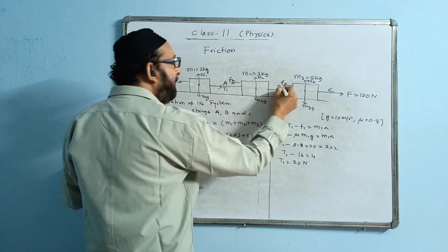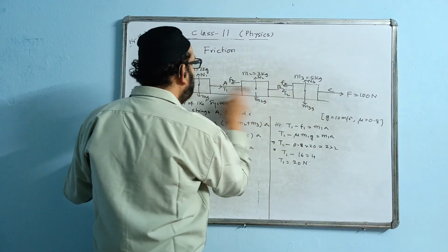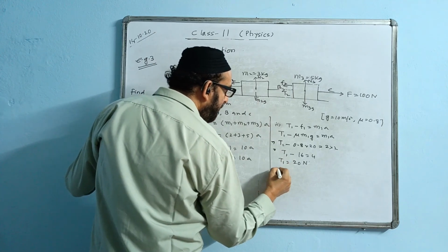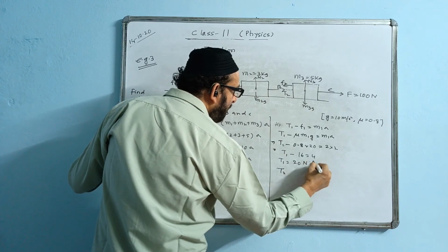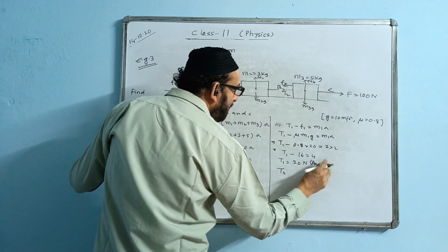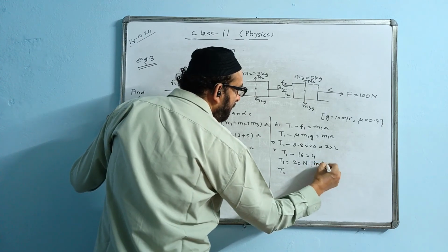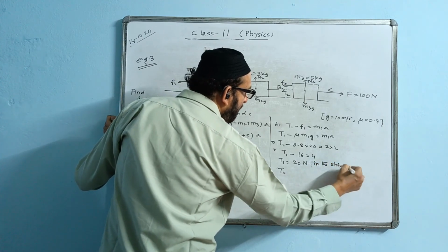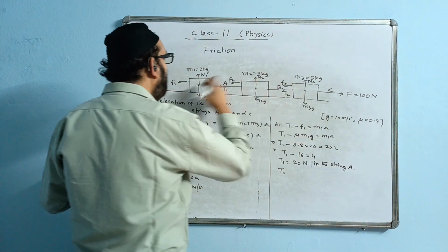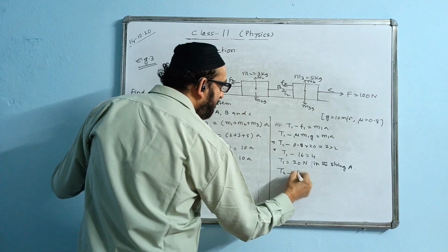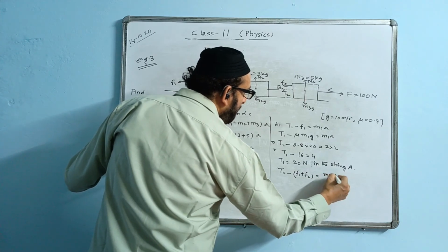Now we find the tension in string B. In string B, the tension is T2, which pulls both the blocks. This is the tension in string A, and this is the answer. Now T2 is moving both the blocks. We write T2 minus the friction of both the blocks, that is (F1 plus F2) within brackets, equal to the motion of both the blocks.